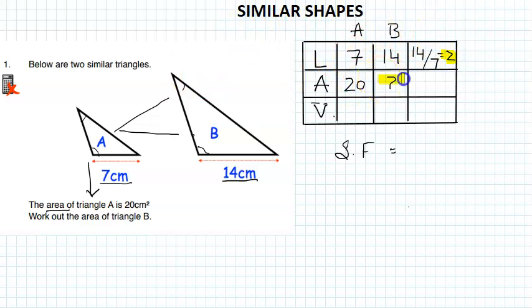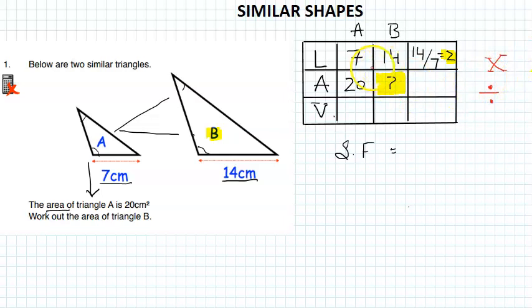Now what we have to find is the area of B. You know very well that the area of triangle B is bigger than the area of triangle A, so definitely this one is going to be bigger. That is the first thing. If you are calculating the smaller area, you divide by the scaling factor. If you have to find the bigger area, you multiply by the scaling factor.